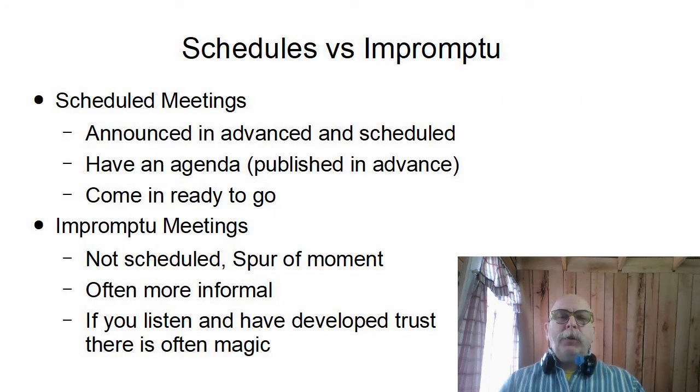Meetings come in two types: the scheduled meeting and the impromptu meeting. An impromptu meeting is a meeting that didn't have a schedule. Maybe we ran across each other at a conference or a hall or somewhere else, or some other meeting, and they're not as formal.